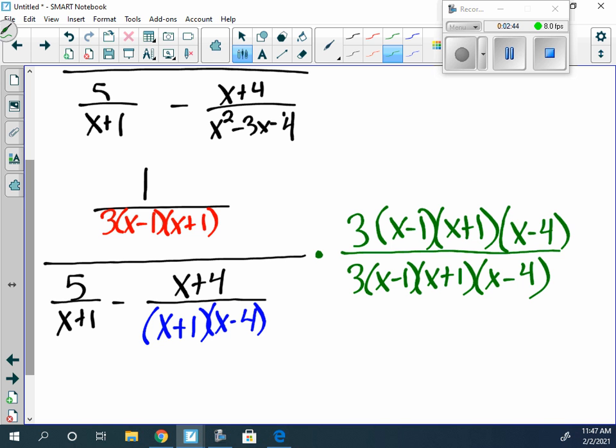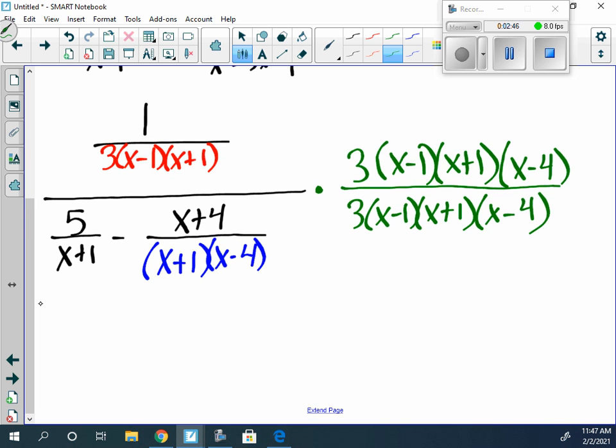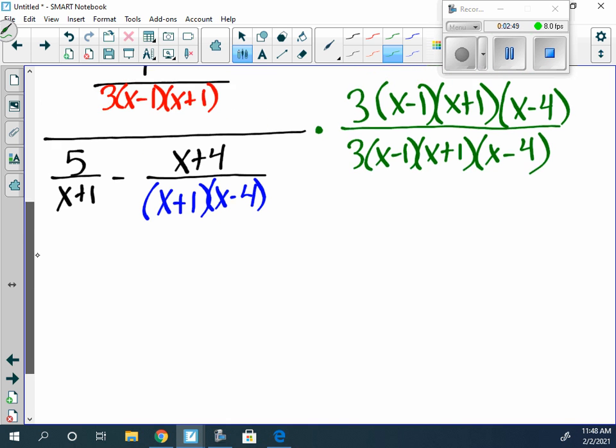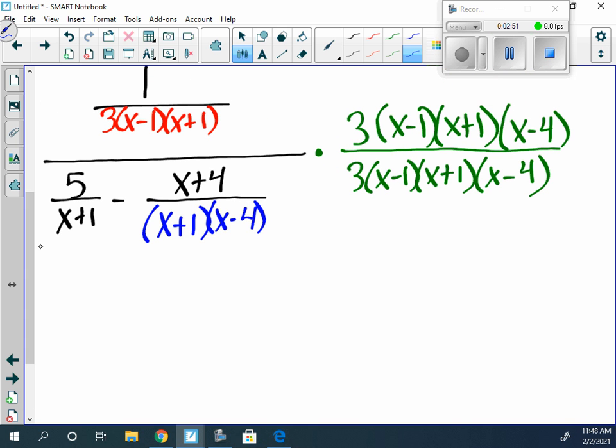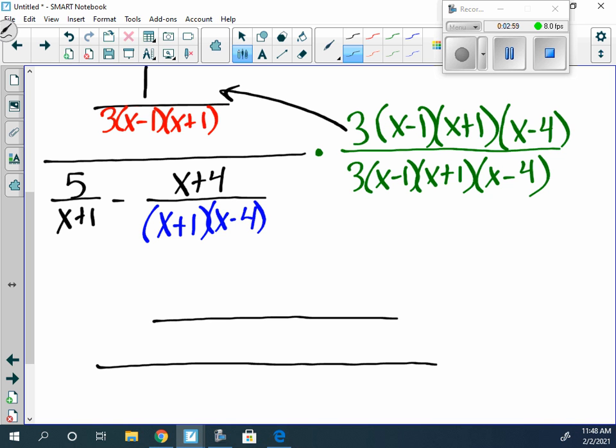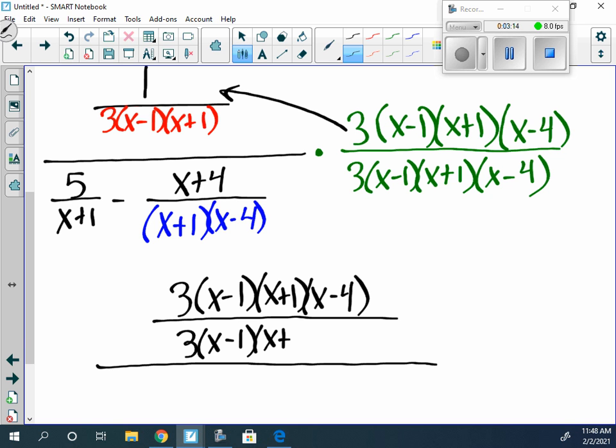Okay, well, time to get down to the nitty-gritty. And for our numerator, we're going to multiply the top, because this only multiplies by the top of each one of these fractions in the fractions. Is going to give us, well, it's multiplied by 1, so it's just 3 times x minus 1 times x plus 1 times x minus 4 over 3 times x minus 1 times x plus 1. And that gives us the numerator.